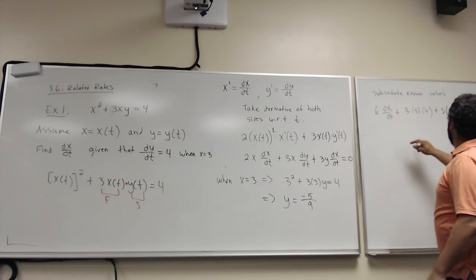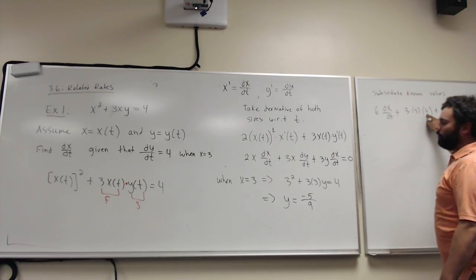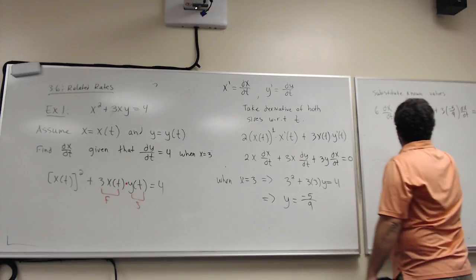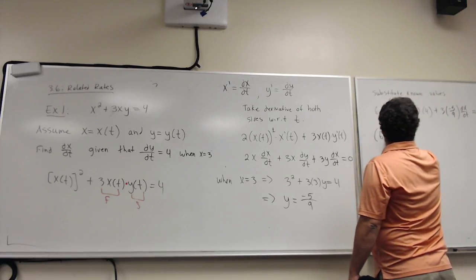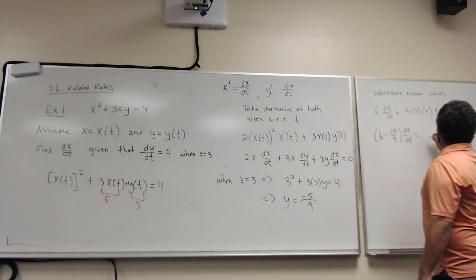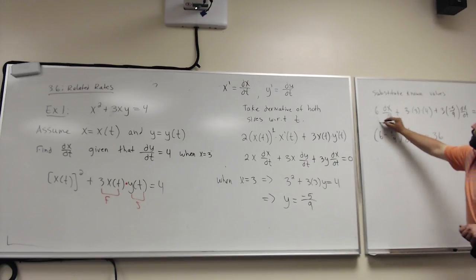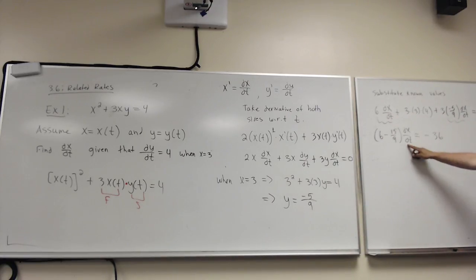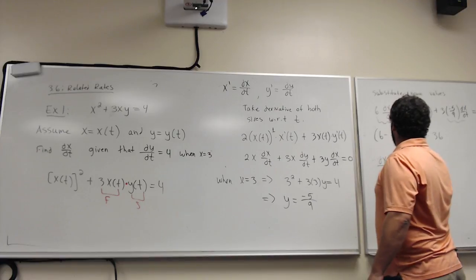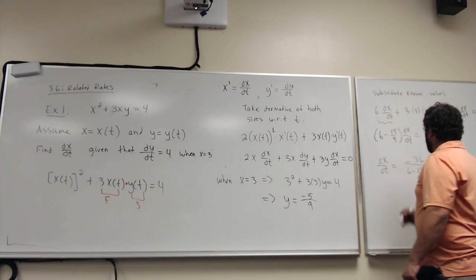So I have, this can be subtracted to the right. 3 times 3 is 9, times 4 is 36. Okay, so what I have here is 6 minus 15/9 dx dt equals negative 36. So out of these two expressions, I factored out the dx dt, and the 36 I subtracted to the right. And then finally dx dt is negative 36 over 6 minus 15/9.